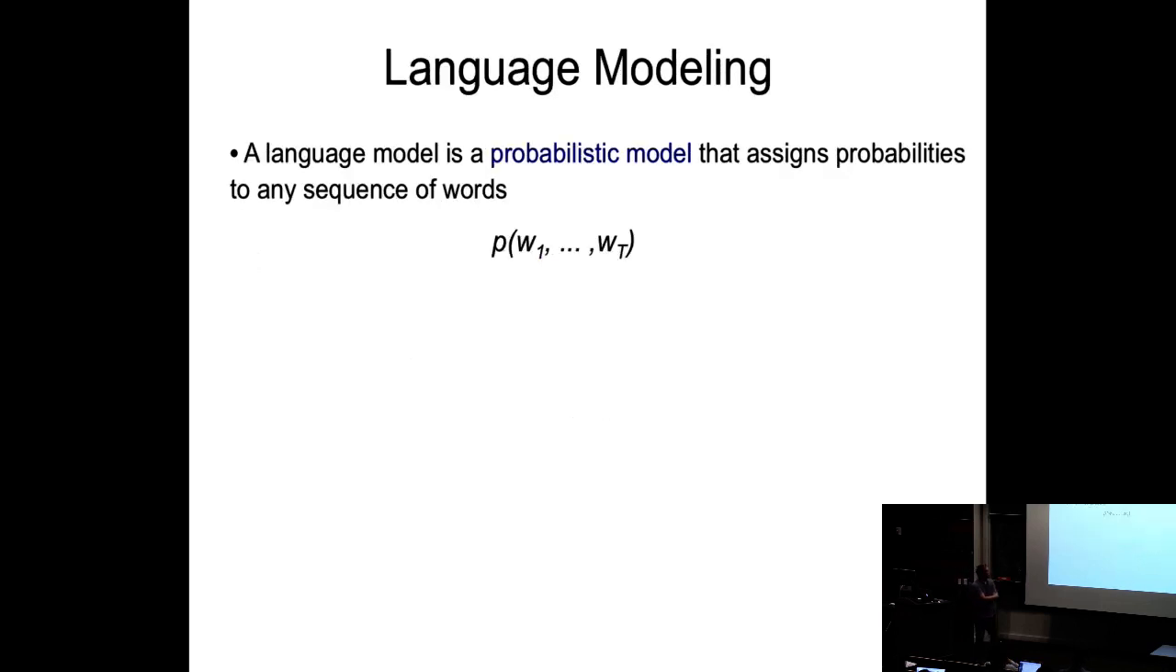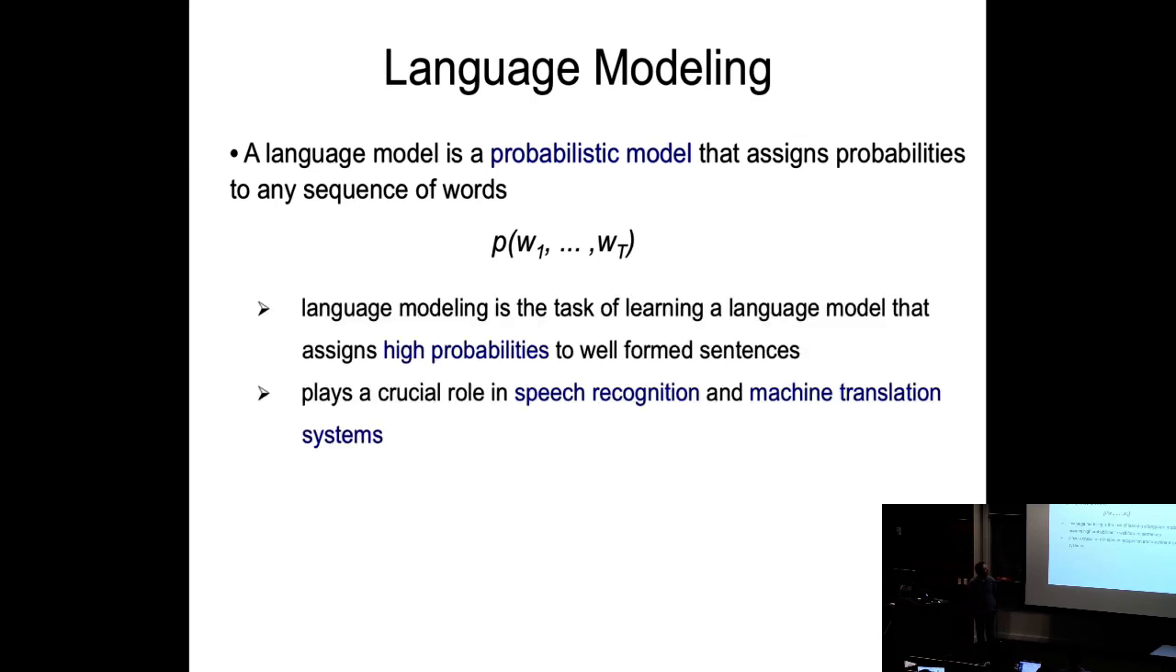So a language model is a probabilistic model that assigns probabilities to any sequence of words. Okay? So if I give you a sequence of words, I want to compute the probability of that sequence. And what you'd like to do is assign high probability to sentences that make sense, correct sentences, and assign low probabilities to incorrect ones.